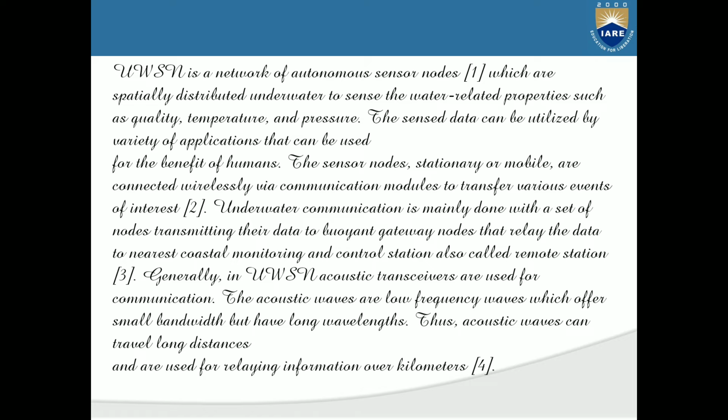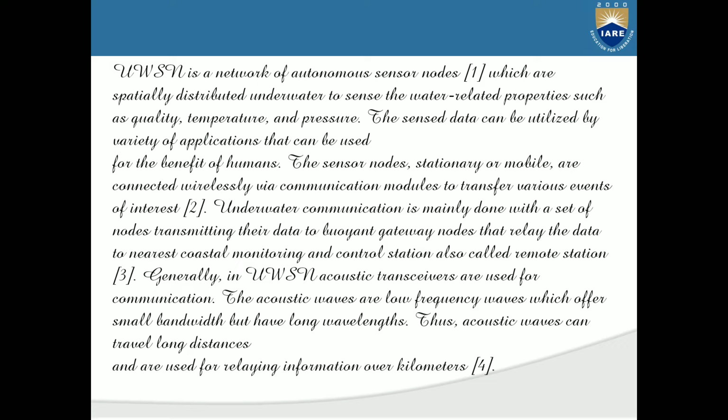UWSN is a network of autonomous sensor nodes which are spatially distributed underwater that sense water-related properties such as quality, temperature and pressure. The sensed data can be utilized by a variety of applications that can be used for the benefit of humans. The sensor nodes, stationary or mobile, are connected wirelessly via communication modules to transfer various events of interest.